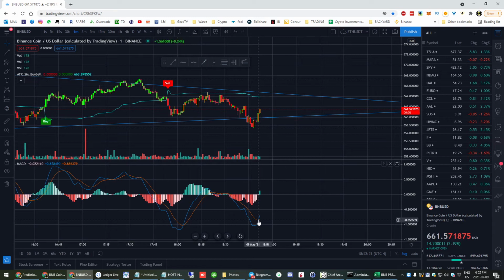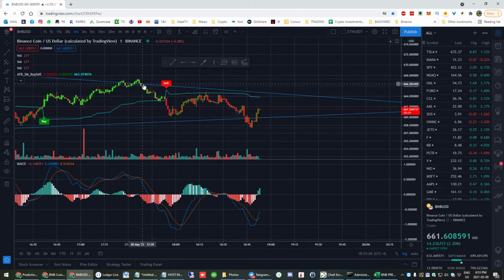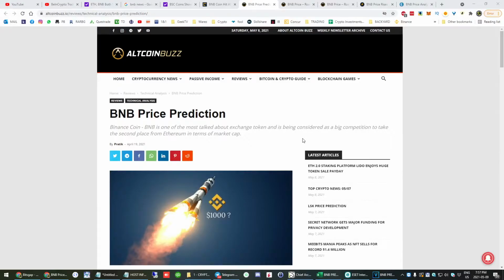So as you can see, the blue line has crossed over and it's starting to move up. Not sure how up it's gonna go. As you can see, there's a bit of a falling wedge here, so it's kind of on a downturn. So it might just turn around here and then fall back down. Just some commentary on BNB's price prediction.